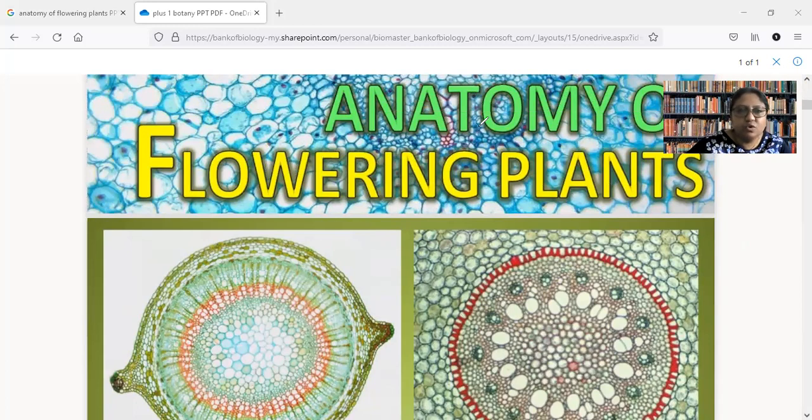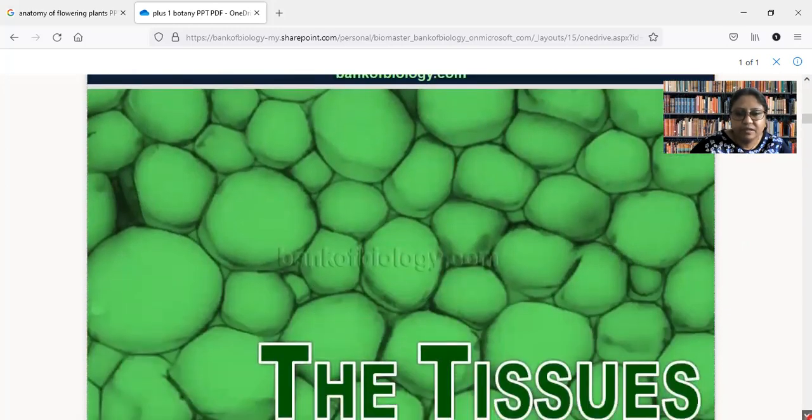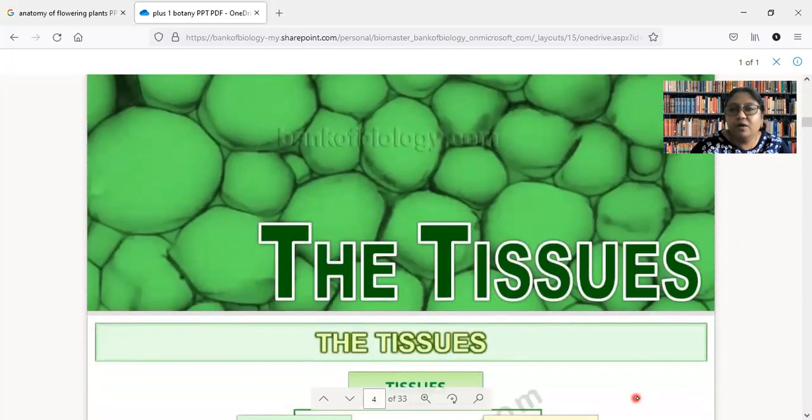Let's see what we are going to study in this anatomy of flowering plants chapter. We will learn about the tissues. We already completed the chapter on animal tissues, and now you know that depending on their position their structure modifies, also depending on their function. What are the different types of animal tissues present in us? Epithelial tissue, connective tissue, muscular tissue, nervous tissue.